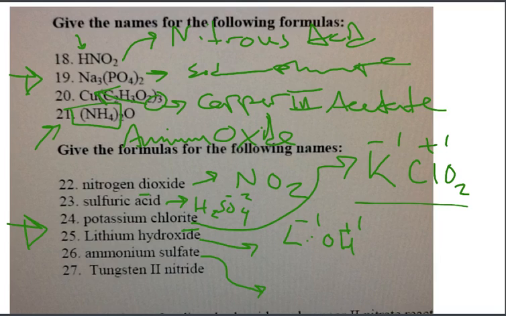Ammonium sulfate. Ammonium, we just set up there, was NH4. Sulfate is SO4. This is a -2, so +1. So (NH4)2SO4. Tungsten(II) nitride, so a W for tungsten. And then the 2 tells me this is a +2. Nitride is an N, it's a -3, so W3N2. All right, I hope that you're okay with that. Let's look at the next section.